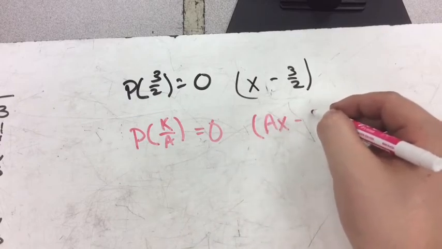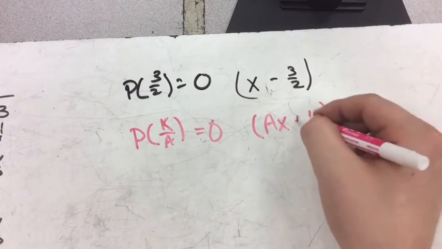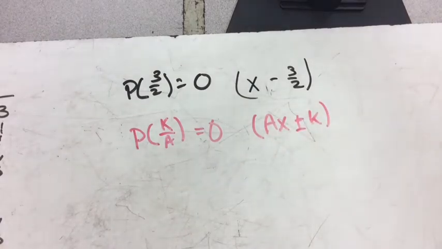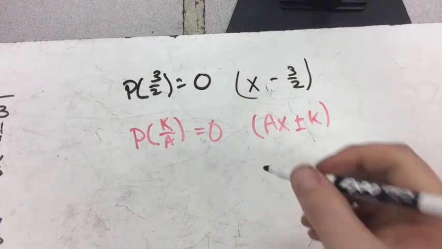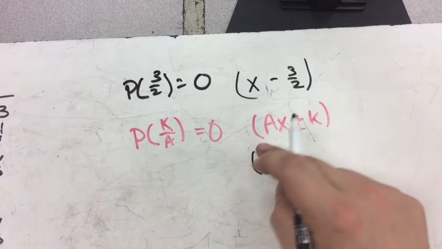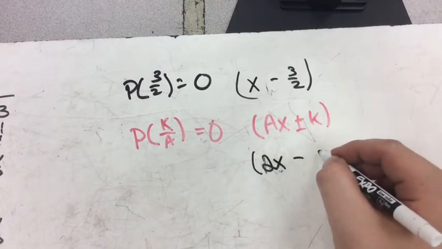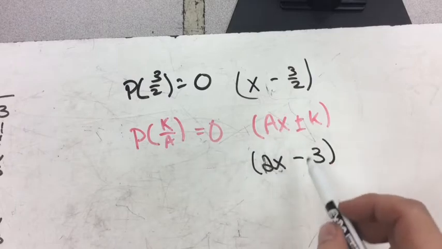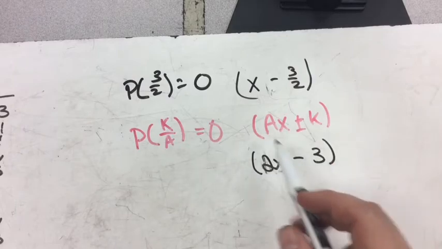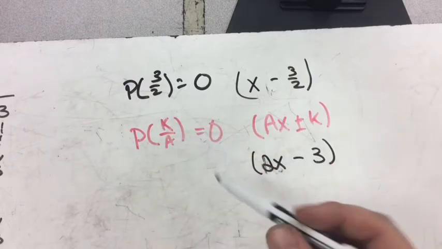And the way that we'll write the factors is ax minus k, or plus k, plus or minus. So for this problem, this would be 2x minus 3. If you want to check to make sure you're writing it the correct way, you should plug in this number and be able to get 0.